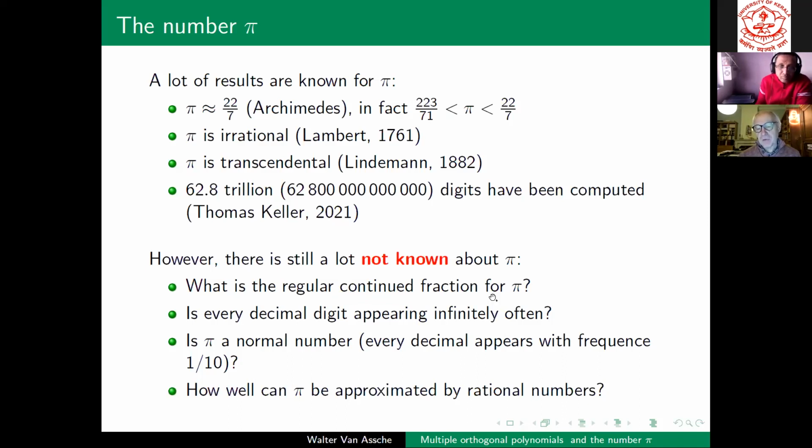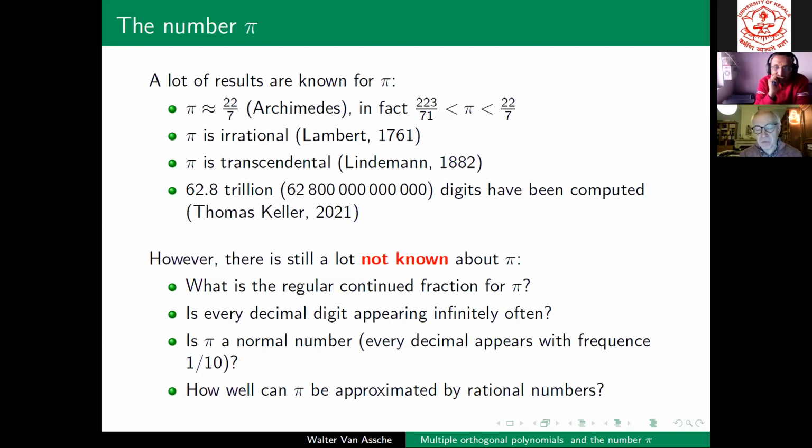We don't know its continued fraction, just to make a connection with the previous talk. At least we know some continued fractions for pi, but not the regular continued fraction, which has the numerator equal to 1 all the time. We don't even know a lot of things about the decimal expansion of pi. For instance, the number 7, we don't know whether it will appear infinitely often in the decimal expansion, or any other number. And even more, we don't know whether pi is a normal number, meaning that every decimal appears with a frequency 1/10. And that's in the expansion at base 10.